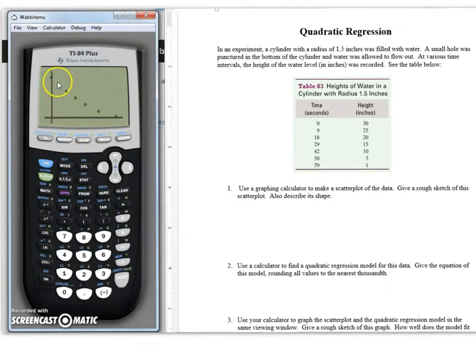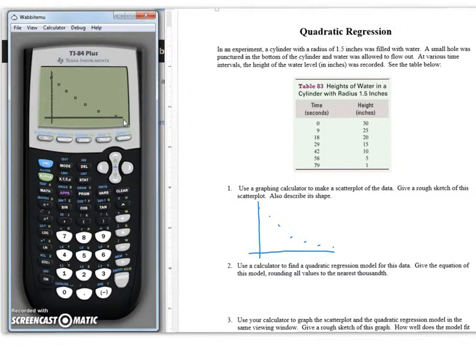Now if we look at this picture, we can kind of see it's curved a little. It doesn't really follow a straight line. And in question 1 we're supposed to give a rough sketch of that. So let me just go ahead and put my axes in, and we can just kind of roughly draw the picture that we have here. Something like that. Okay.